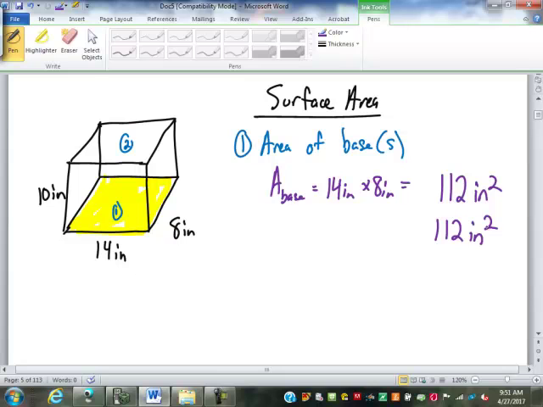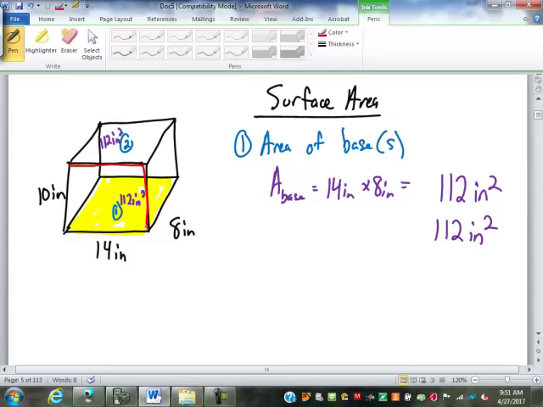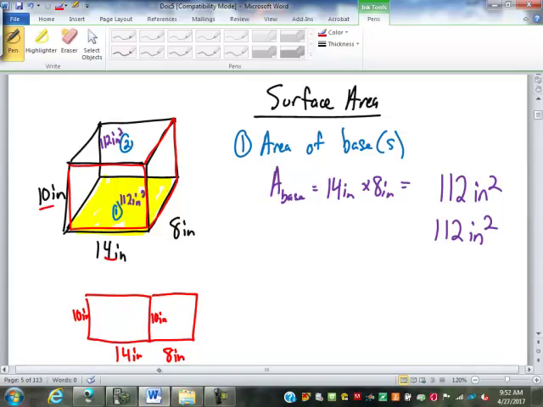So you notice I wrote down the 112 twice. That's 112 for the bottom and 112 for the top. Both of the bases are now included. So all that is missing here is this front side that's a rectangle. That's a rectangle that's 14 inches here, 10 inches high, right? 14 inches by 10 inches. I'm missing this side here. That's a rectangle. That's 8 inches here by 10 inches high. I'm missing this back side.